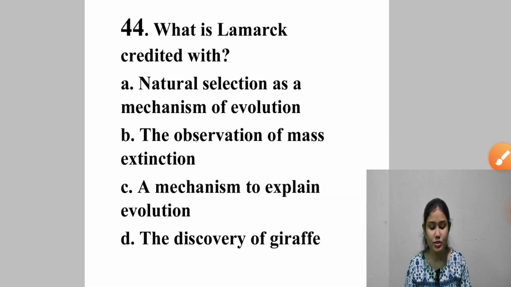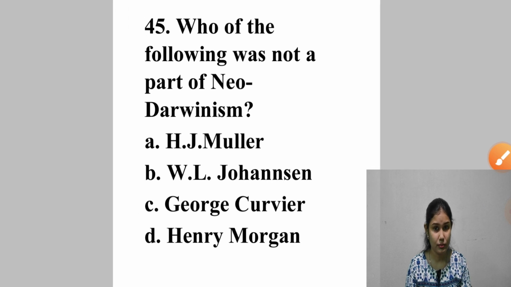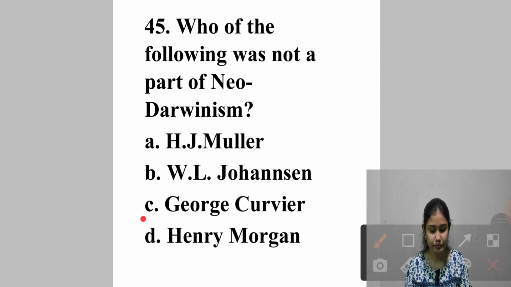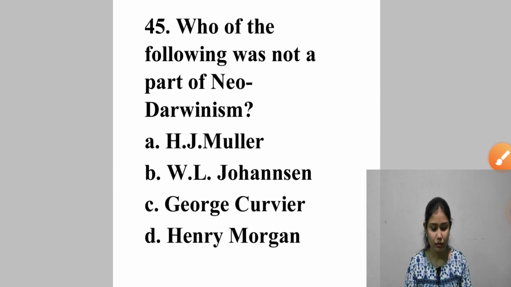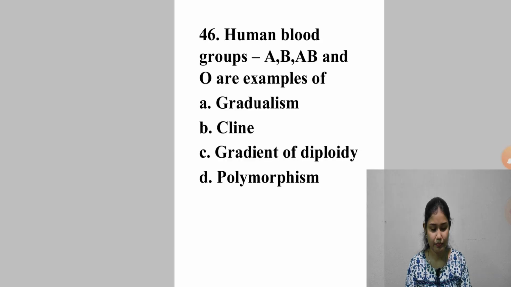Which of the following was not a part of neo-Darwinism? Not Darwinism, neo-Darwinism. Okay, so कौन है? हमारे H.J. Muller, W.L. Johansen, George Cuvier, Henry Morgan. Okay, so who was not the part of neo-Darwinism? Answer will be C, that is George Cuvier. Okay, now come to question number 46.